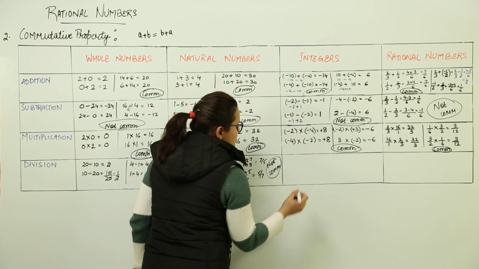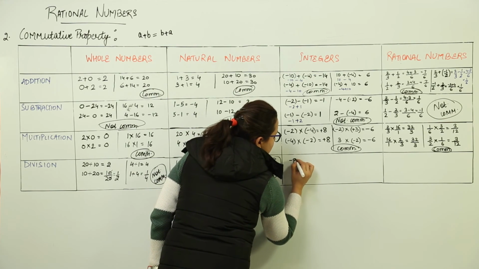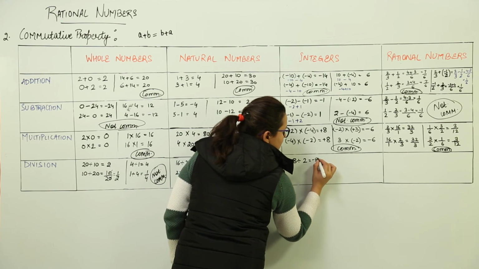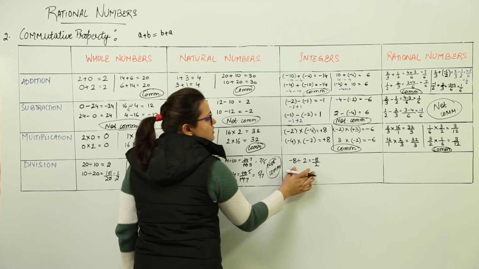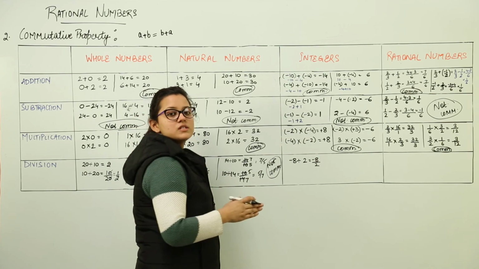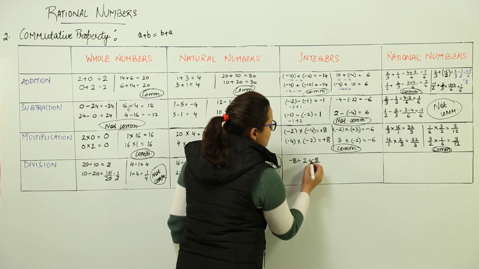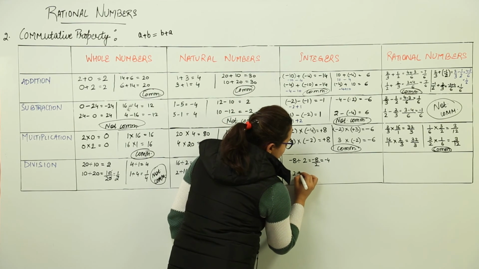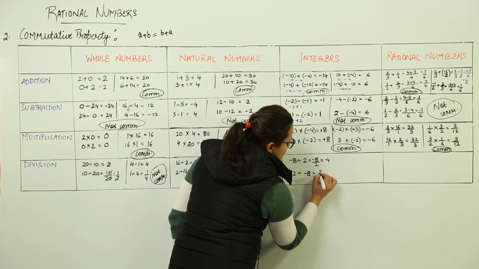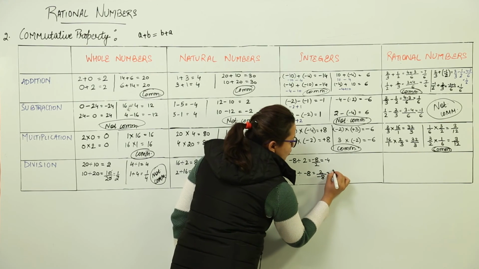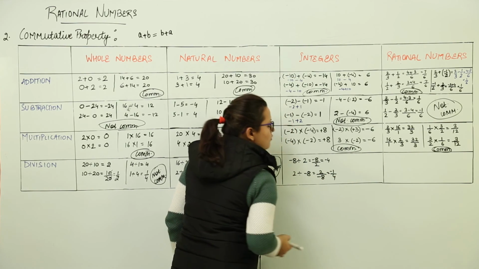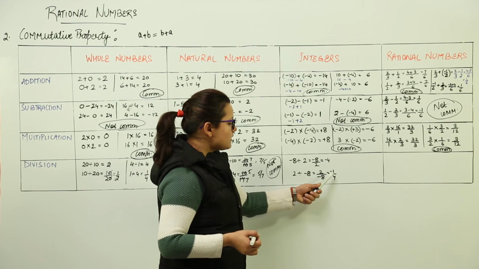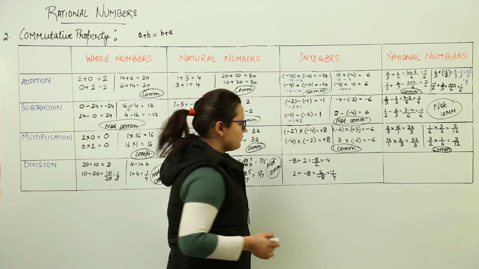Now for the integers, minus 8 divided by 2, what do you get? Don't get confused in these integers, addition, subtraction, multiplication and division, okay? Be particular with your signs. Your answer would be minus 4. What would you get if you divide 2 with minus 8? You will get minus 1 upon 4. The minus sign remains because when plus is divided by minus, you get a minus sign only, right?